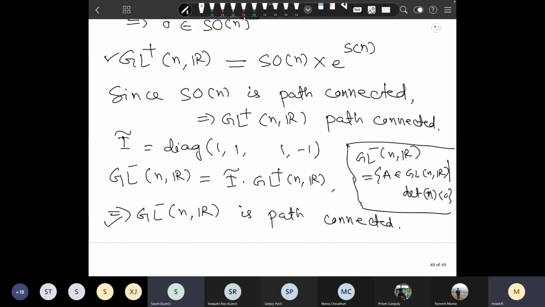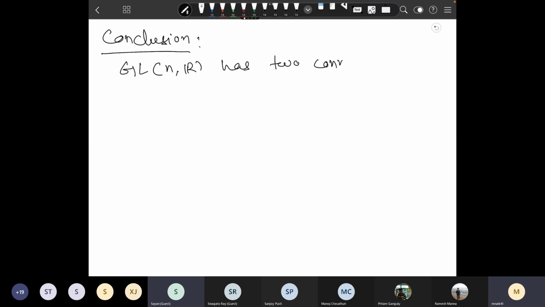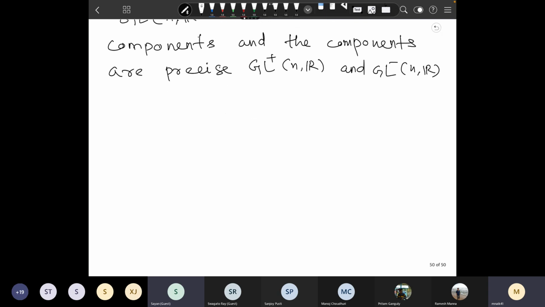So I want to draw the conclusion. GL(n,R) has two connected components, and the components are precisely GL+(n,R) and GL-(n,R). Okay, this is the third example we are looking at.